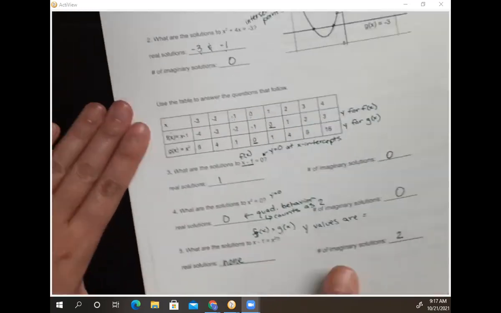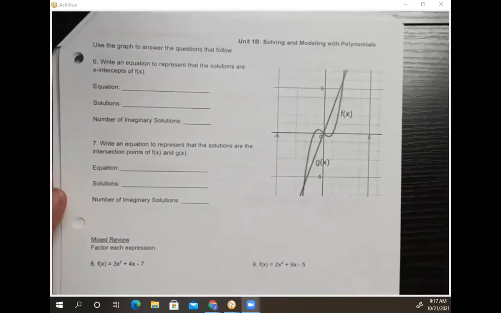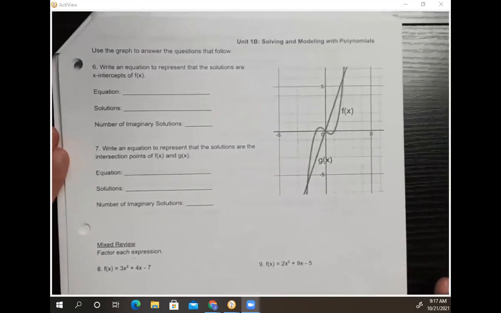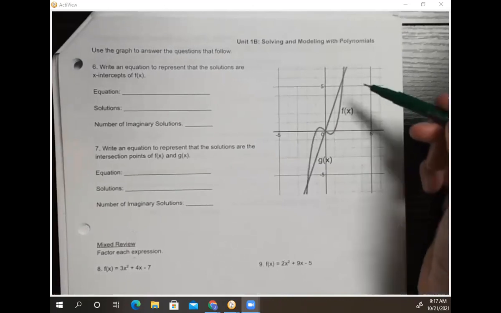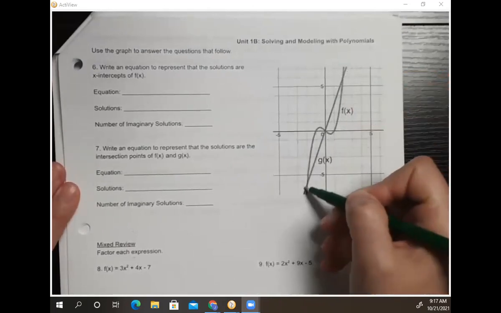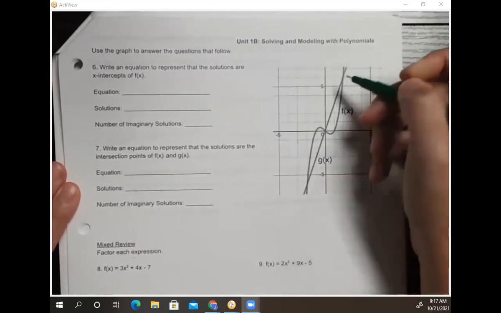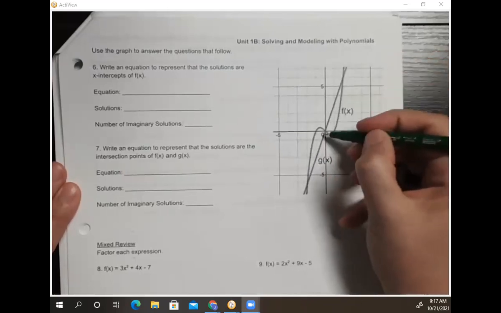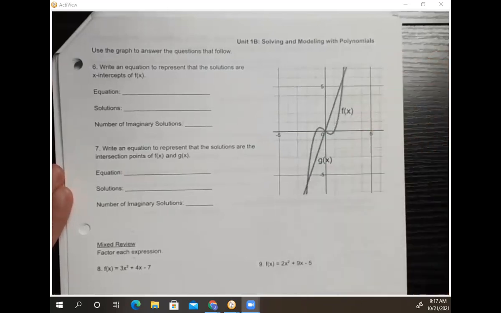Okay, turn the page. I think we have 2 more problems on the next page that are the same stuff. So at the top of page 13, we are using our graph here. I've got f of x, and then g of x is this line here. f of x looks like maybe a cubic function.